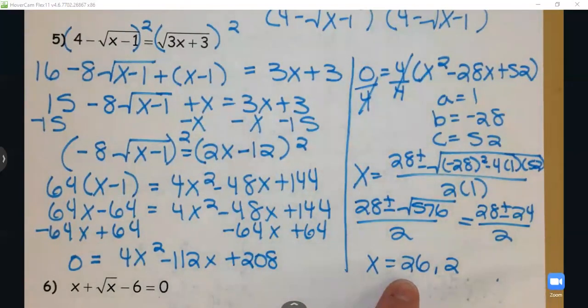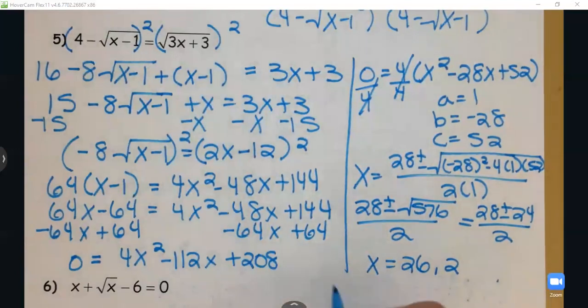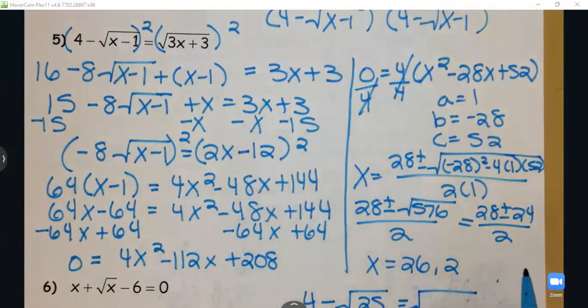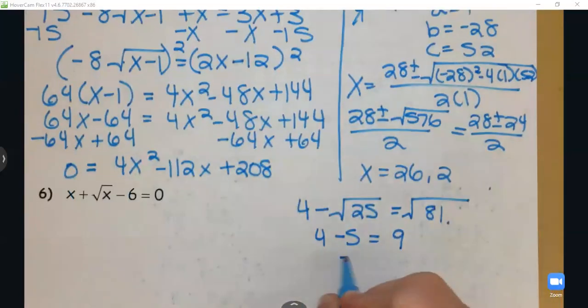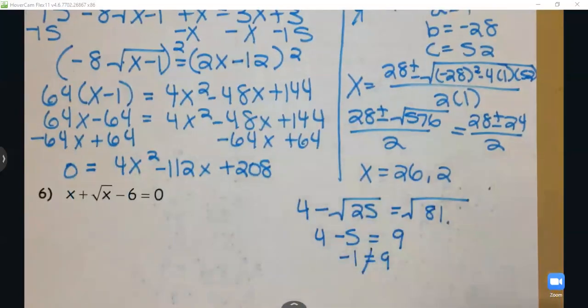So let's start with 26 first. If I plug 26 in here, it's going to give me 4 minus the square root of 26 minus 1, which is 25, equals 3 times 26 plus 3, which is going to give us 81. So 4 minus 5 equals 9. Sorry. So negative 1 equals 9. That is not the case. So 26 is not a solution.